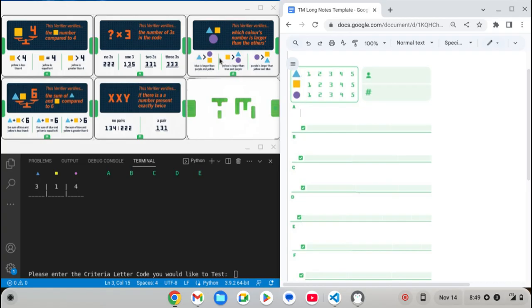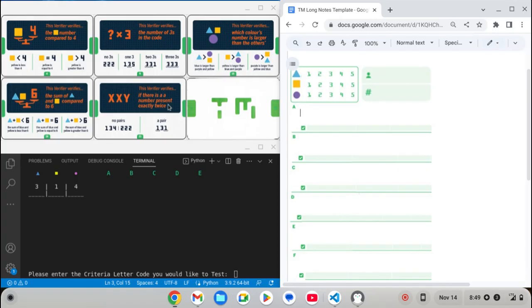Criteria card C takes a look at our 3 digits, triangle, square, and circle, and the Turing machine will let us know which one is the absolute largest. Should triangle be the largest? Should square be the largest? Or should circle be the largest?